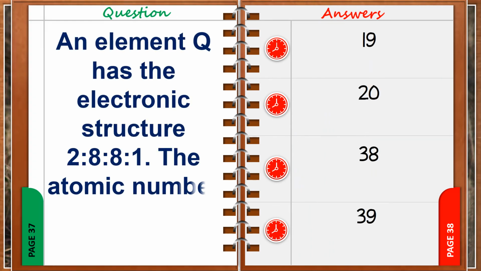An element Z has the electronic structure 2, 8, 8, 1. The atomic number of Z is 19.